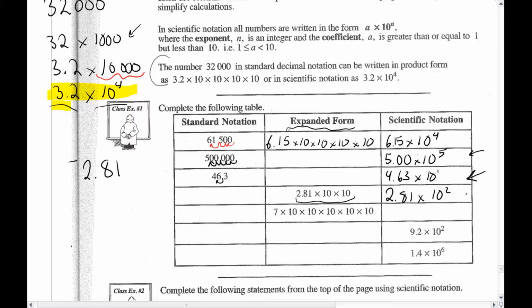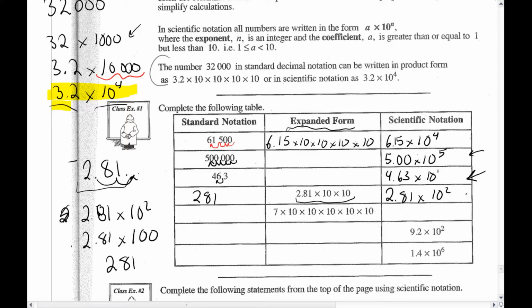So it's a positive exponent, meaning that this number is going to be a larger number. So we're going to go 2 jumps backwards and put our decimal place behind. So that should be 281. Another way you can think about it is 2.81 multiplied by 10 to the 2. 10 to the 2 is 10 times 10, which is 100. And then just multiply those together and you get 281.